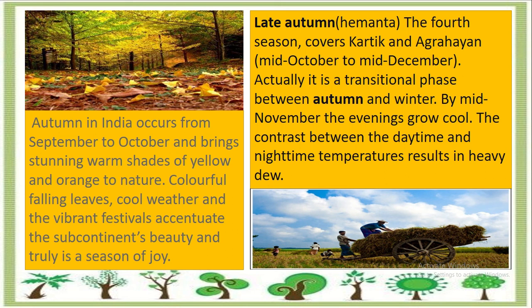What about the late autumn? It is Hemonto. The fourth season covers Kartik and Agrayan, that is the Bengali months, mid-October to mid-December. Actually, it is a transitional phase between autumn and winter. By mid-November, the evenings grow cool. The contrast between the daytime and nighttime temperature results in heavy dew.